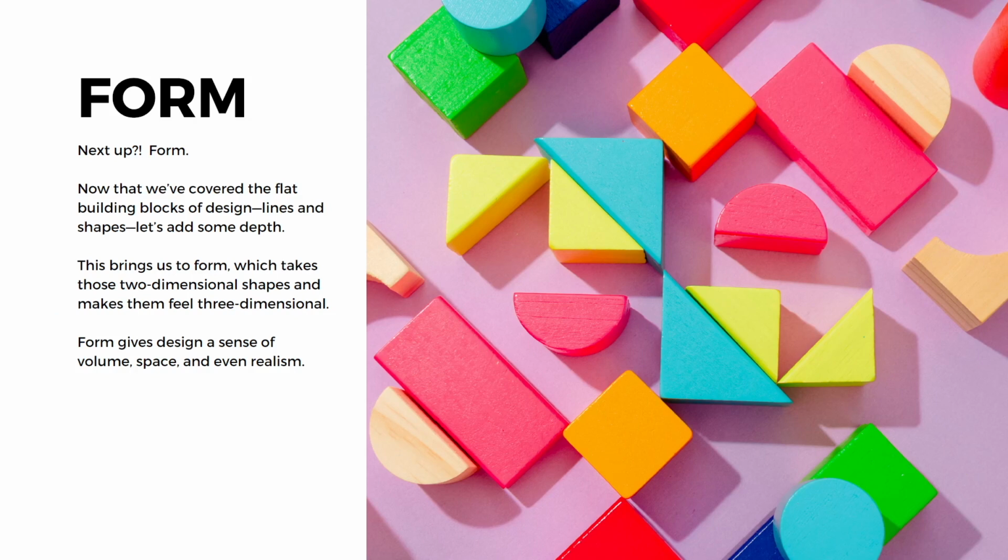So from shape, we're going to take it into a dimensional realm, and this is going to be our form. So we've covered our flat building blocks of design, lines and shape. What happens when we add a little bit of depth? And this is going to bring us to form. And we're going to take those 2D shapes and we're going to make them feel three-dimensional. And form is going to give us a sense of volume, space, and even a little bit of realism.